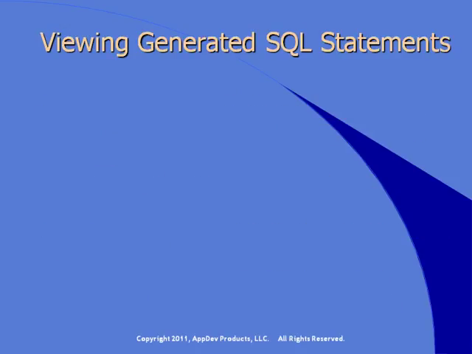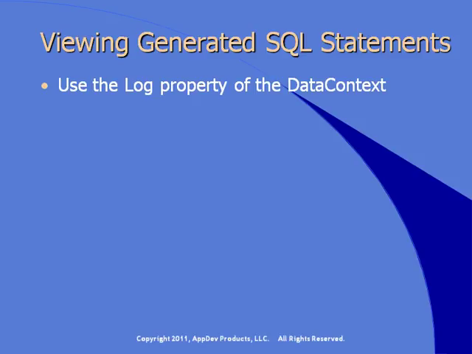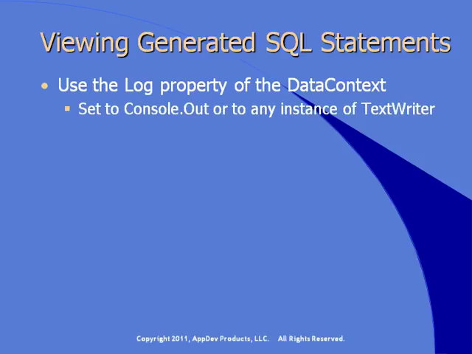If LINQ to SQL is translating your queries into SQL statements, you're probably going to want to see those SQL statements. And there are a number of ways you can do this. You can use the Log property of the DataContext class. You can set it to Console.Out, and that will display your SQL statements in the output window. You can also use any instance of the TextWriter class. So you could literally log these. You might, in an application, want to log the SQL statements and just write them out into a text file and look at them later.